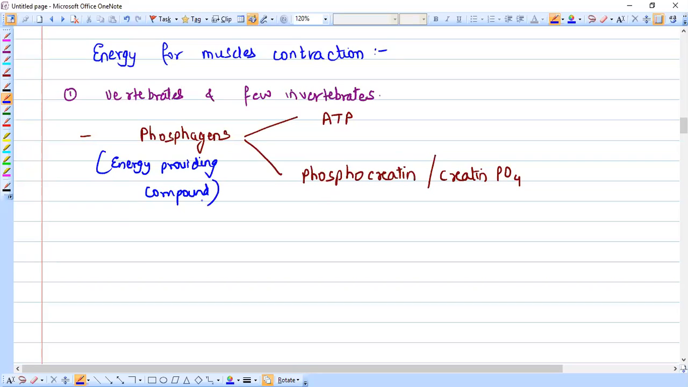For example, if you are running, initially you will use all the ATP as a source of energy. But what if the ATP gets over and still you continue to run? Under that condition, how is energy provided? That is what this entire topic is all about. So here we put the very first situation.